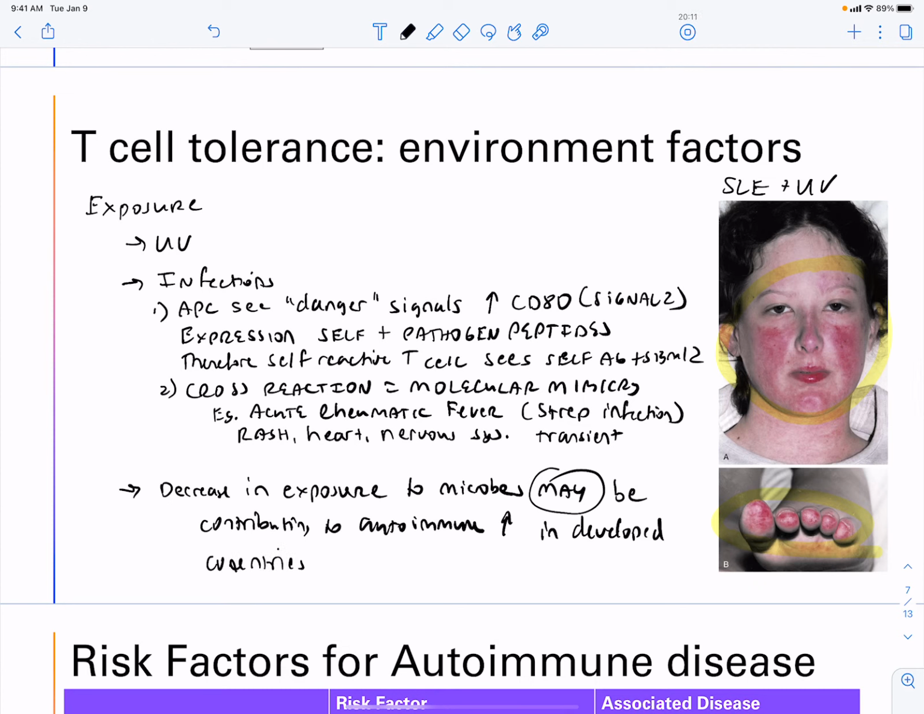So while we get cleaner, which is important because there are a lot of microbes out there that can cause disease, it might predispose us to actual autoimmunity as well.